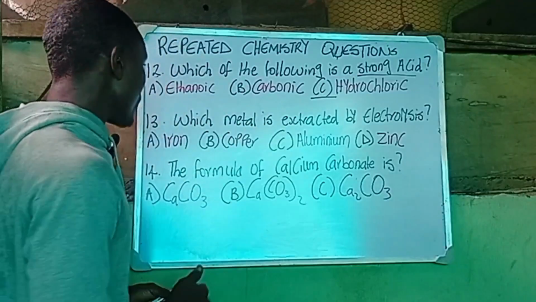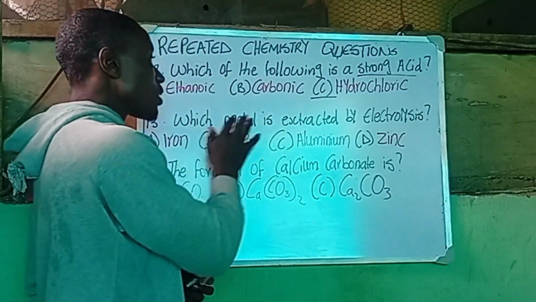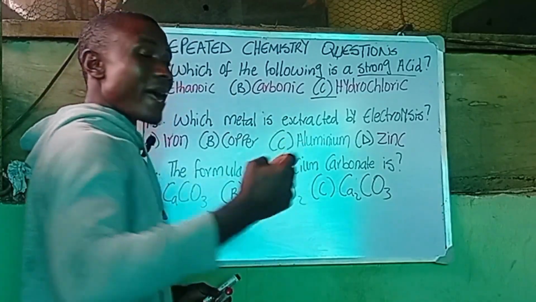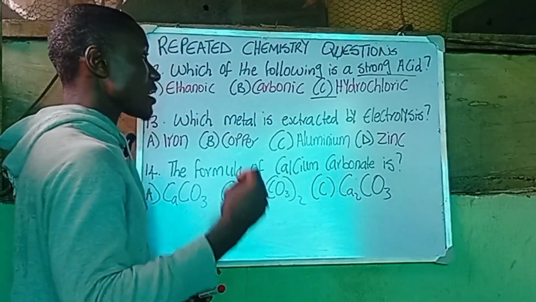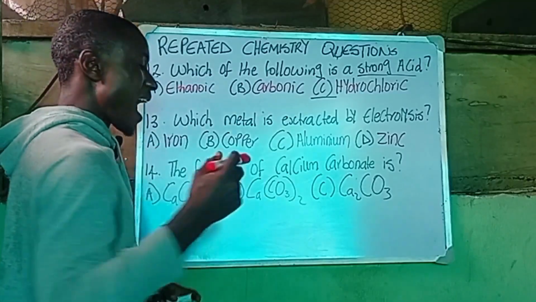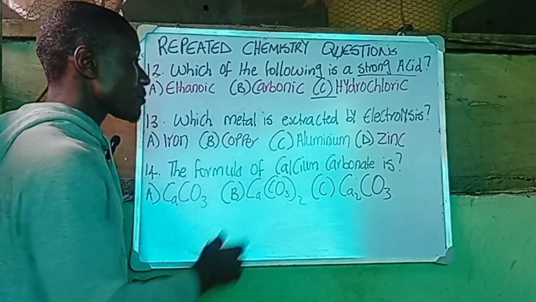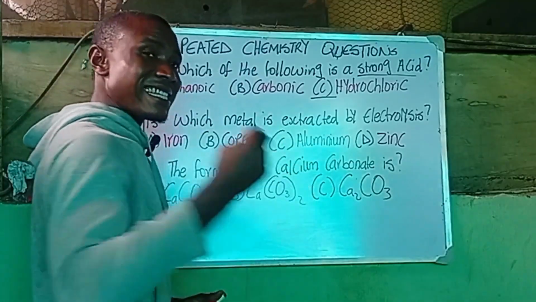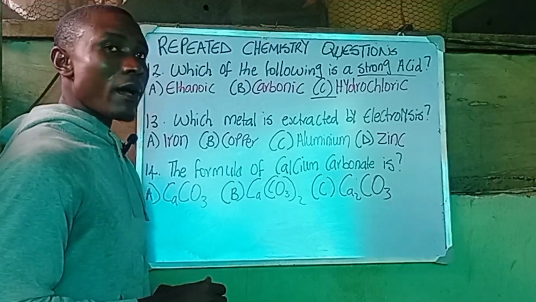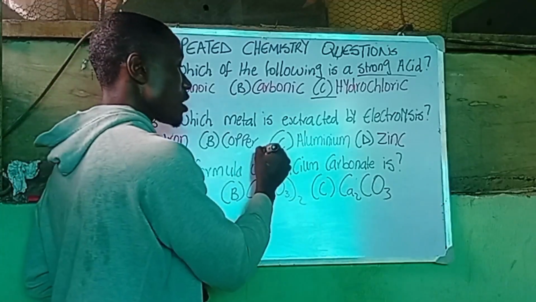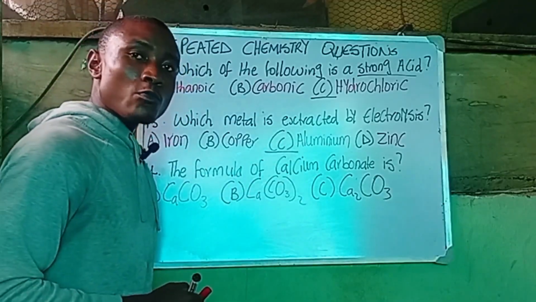Now, question number 13 says, which metal is extracted by electrolysis? We have A, iron, B, copper, C, aluminium, and D, zinc. Which metal is extracted by electrolysis? The correct option is aluminium. And why is aluminium correct?